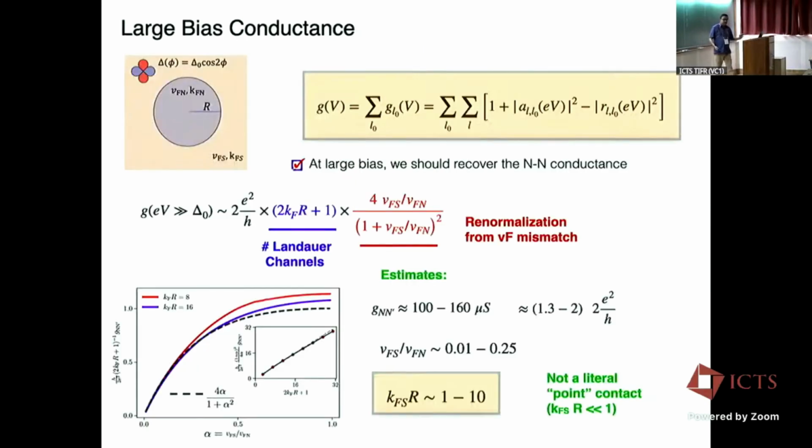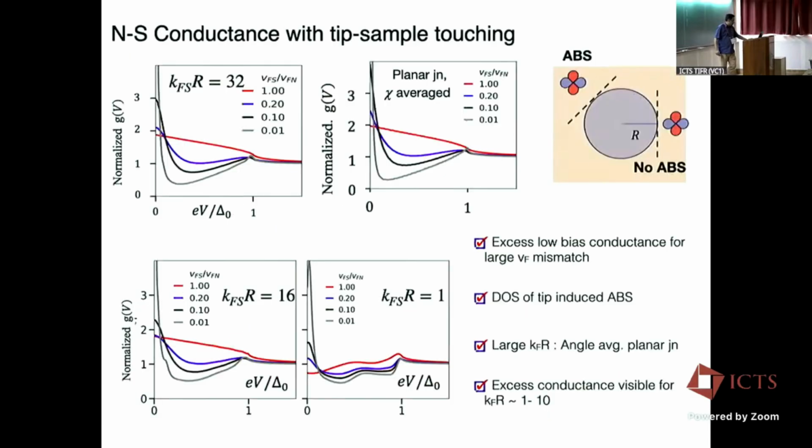And just as a zeroth order understanding, if you look at the high bias conductance, it now gets this number of channels, which is 2 KFR plus 1. There is a Fermi velocity mismatch. If you take the standard answer, depending on what you take, this Fermi velocity mismatch will go between 0.01 and 0.25. This is from experiments. So your KFSs, if I just take that at the large values, are about 1 to 10. So these are not literally point contacts. You have a largish surface that you would have to look at.